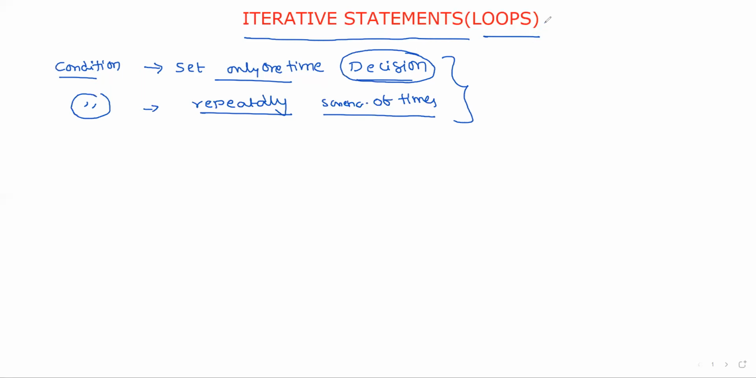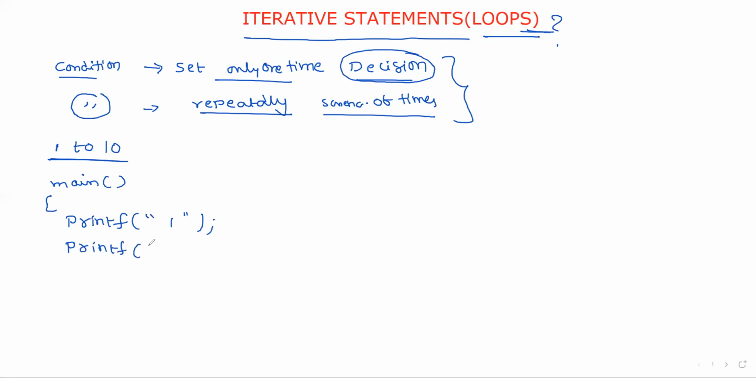Now the question is, what is the need of these loops? For example, consider a program to print the numbers from 1 to 10. A very simple program. Just to print the numbers from 1 to 10, we are writing the program like this: main, printf 1. Here I am explaining without using loops. Printf 2, printf 3, and so on. Printf 10.